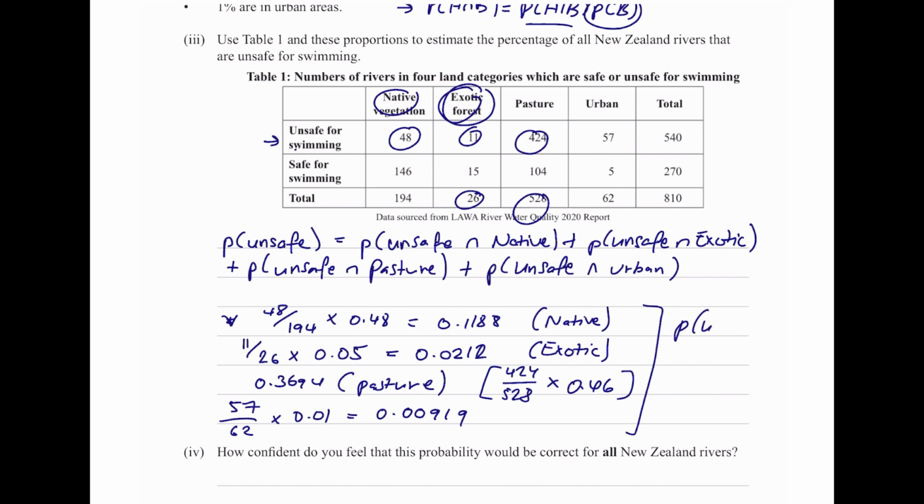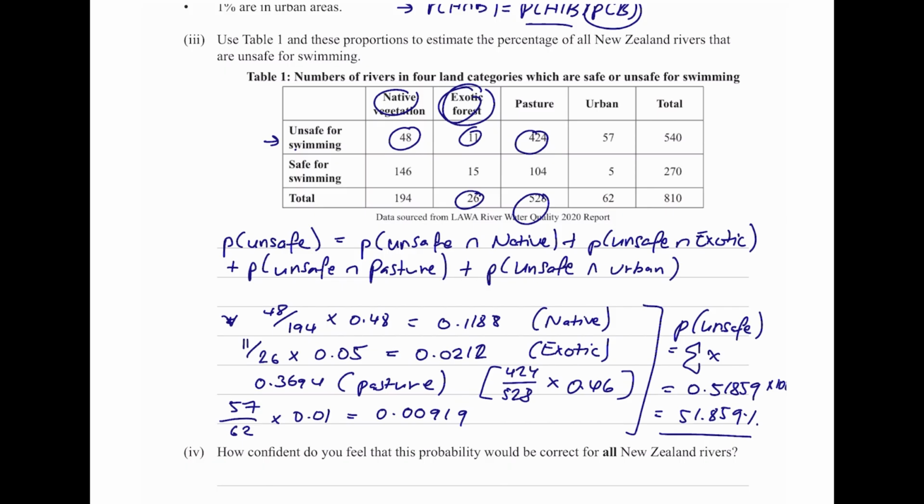So all we do is we sum these. Therefore, the probability of it being unsafe is equal to the summation of, let's call these little x, for example. So all I'm saying is I'm just going to add these all up. So 0.1188 added with 0.0212 added with 0.3694 added with 0.00919, we have a probability of 0.51859. We want the percentage, so we just multiply that by 100. We'll get 51.859%.